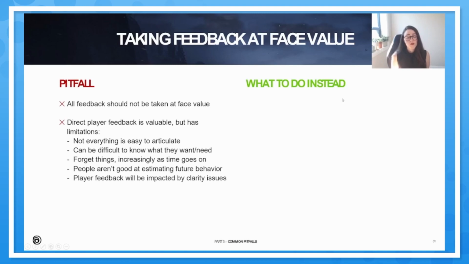Player feedback will be impacted by any clarity issues they experience. A player might not understand something, but they might not be aware that they don't understand that thing. So keep that in mind, because that understanding or lack of is going to influence what feedback they give you. And lastly, players don't know what they don't know.